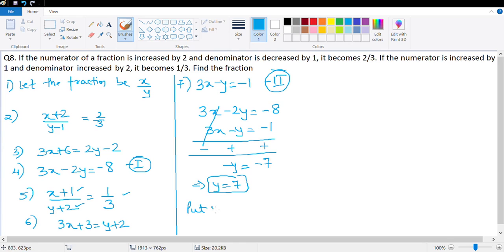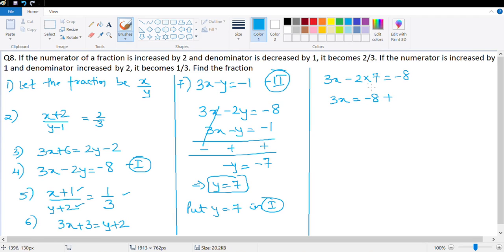Next, put y is equal to 7 in equation 1 and let's see what we get. So what we get then is 3x minus 2 into 7 is equal to negative 8. 3x is equal to negative 8 plus, that's 14. 3x is equal to 6. x is equal to 2. So we've got the value of x and y. We need to find the fraction. Therefore, the fraction is 2 upon 7.